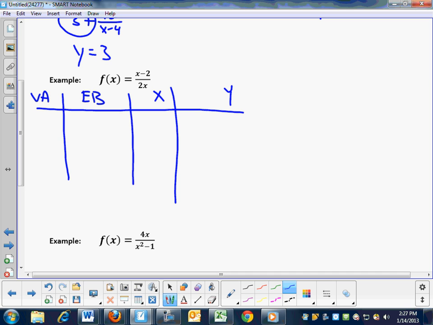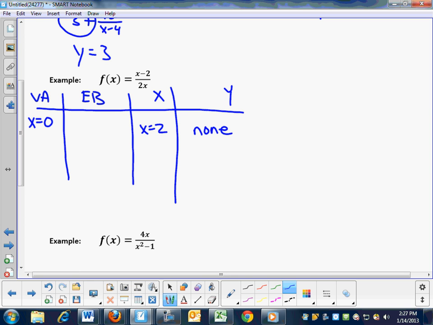Vertical asymptote: 0. X-intercept: 2. Y-intercept. What number do I have to plug in to determine the y-intercept? I have to plug in 0. Am I allowed to plug in 0? No, 0 is a value for which it's undefined. So there is none. There is no y-intercept because it does not cross the y-axis. It's undefined along the y-axis.